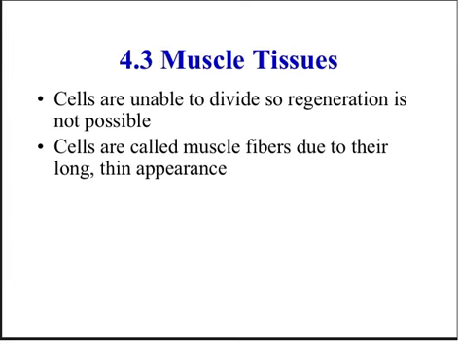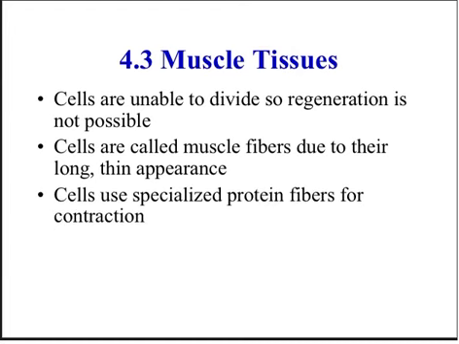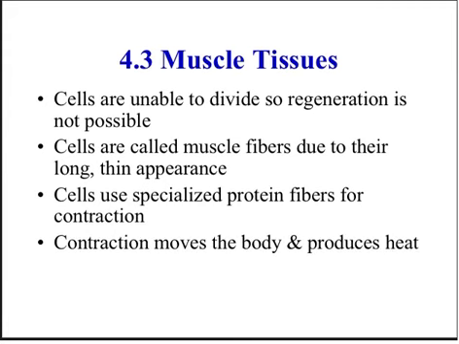The number of cells stays the same. The cells are called muscle fibers because they're long and thin. They use specialized protein for contraction. The major proteins, as we're going to learn later on, are myosin and actin. The contraction moves the body and it produces heat.